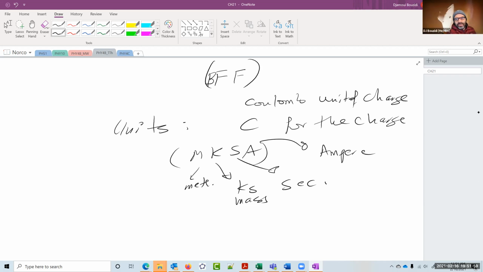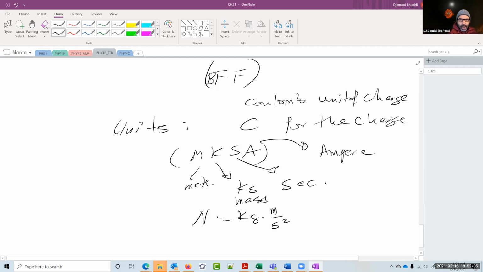Newton is not a fundamental unit, if you remember from your discussion. Newton is a force, a mass times acceleration. So it resolves to a combination of the other three: kilogram times meter divided by the second squared. And so is a Coulomb, by the way. It's not a fundamental unit, but it's a useful unit that we use.